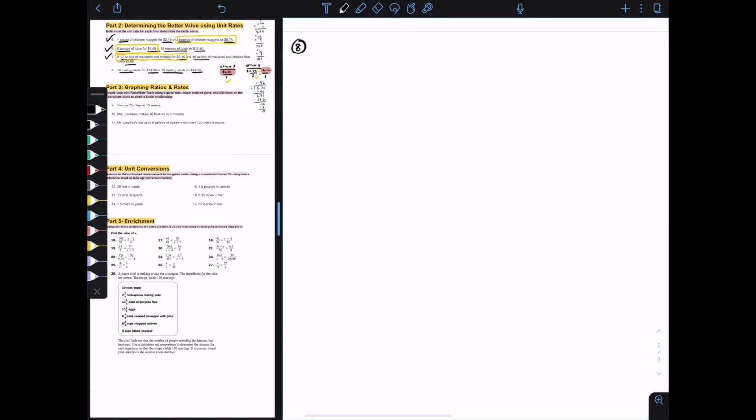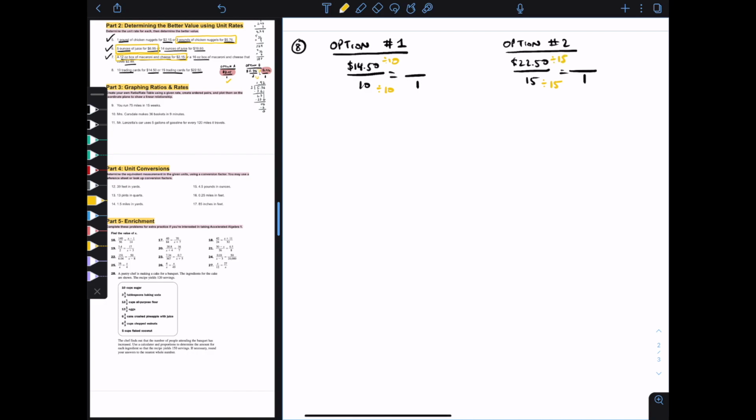For number 8, we have option number 1, and that is buying for $14.50. You can get 10 of these trading cards. To find the unit price, we'll get per one. For option number 2, let's see, we have $22.50. That's how much it costs for 15 trading cards. That's per one. Alrighty, and we'll divide this by 10, divide this by 10. That won't be too bad. Divide this by 15 and divide this one by 15.